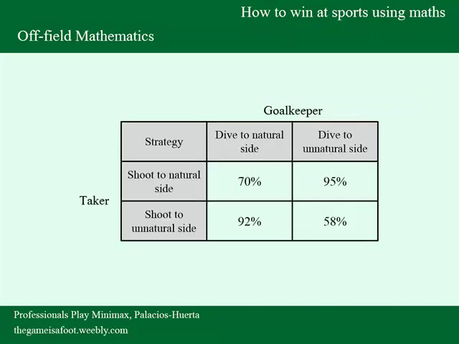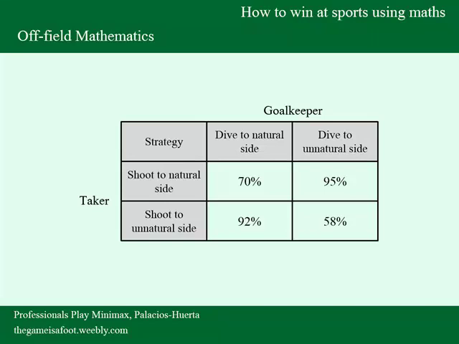There's a fantastic study done by a Spanish economist, Ignacio Palacios-Huerta, and he looked at all the different results when the taker and the goalkeeper dived and shot in the two ways. These are the outcomes. This is how likely the shot is to go into the goal. So we can see here, obviously we would expect that when they both go in the same direction, the chance is lower. So if I shoot to my natural side and the goalkeeper dives to his natural side, it's obviously lower than if he dived the other way. And we can see this here.